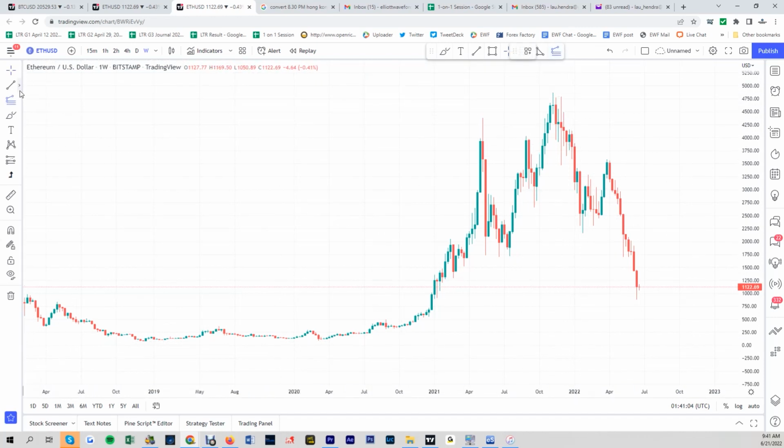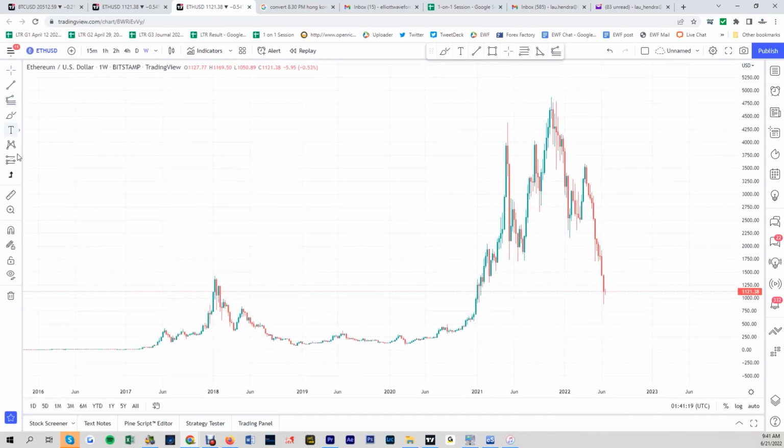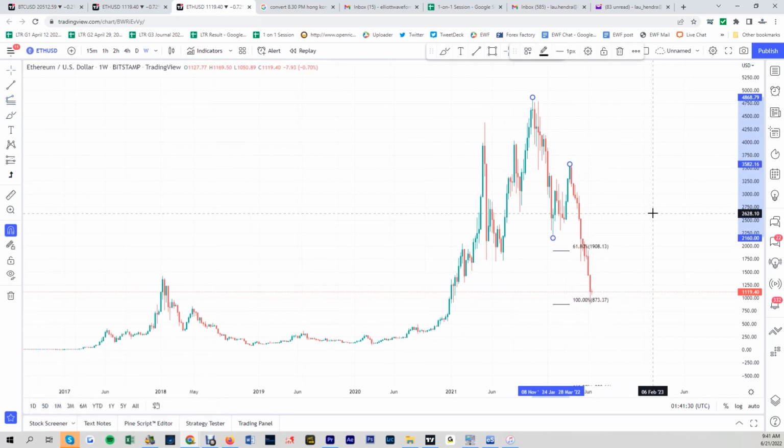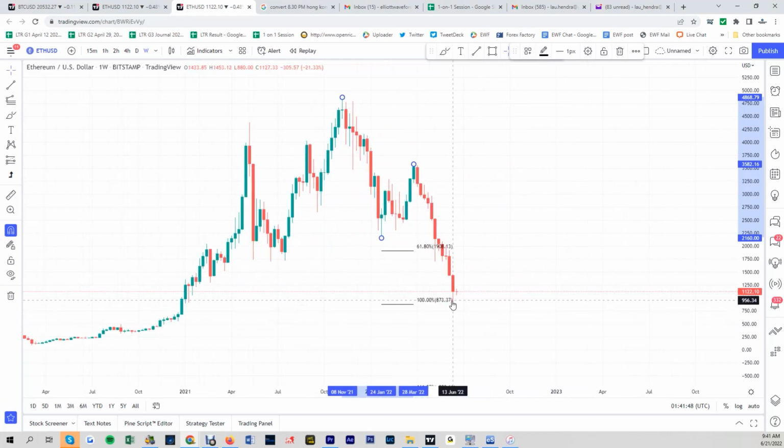And obviously it's an all-time correction. You can see the pullback has been so deep, correcting basically the whole rally from the all-time low. And if we try to project the extension, you can see right here that this 1 2 3 has a 100% extension at 873. The low that we got so far is 880.